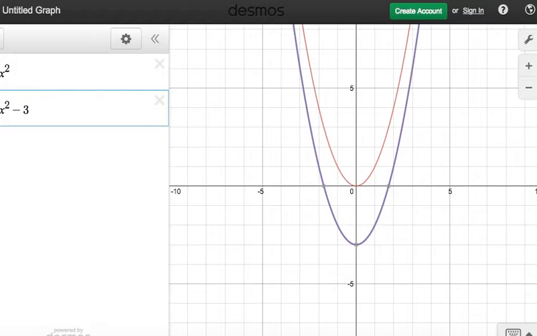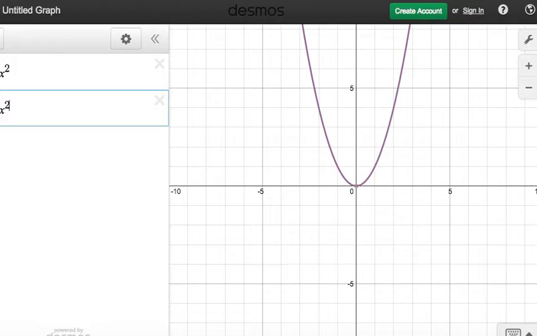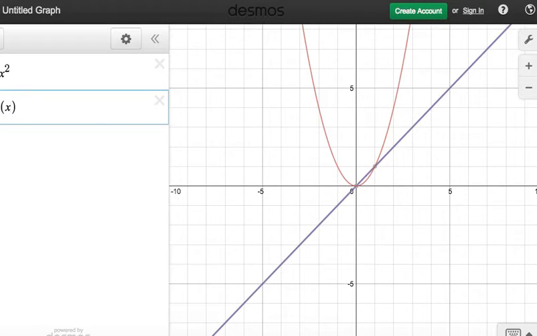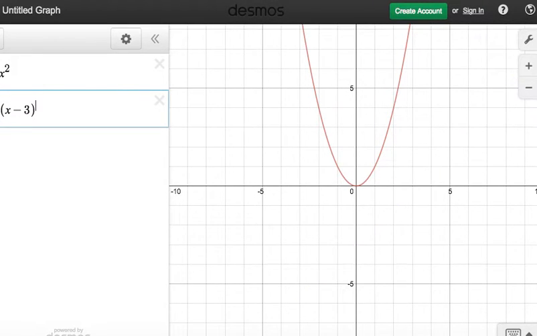Okay, so that's great. So now we know we can add or subtract anything onto the end to move it up or down. Now, if we want to move it left or right, we have to add things on the inside of parentheses. So maybe x minus 3 squared. And when we do the minus 3 on the inside of the parentheses, you can see that our function has changed. Remember, the red is the parent function, and it's shifted to the right 3 units.